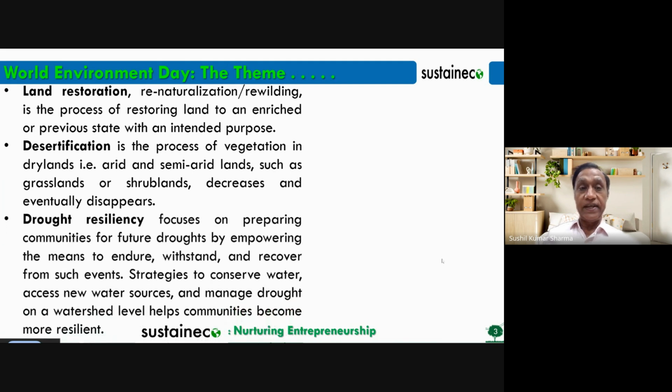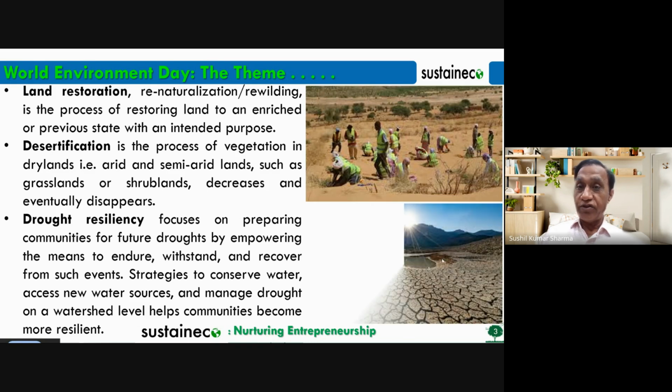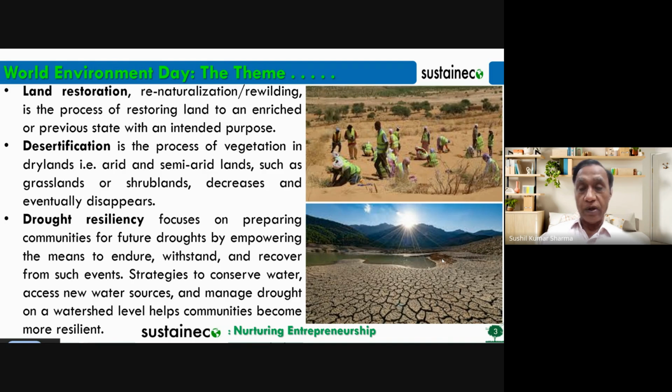Drought resiliency focuses on preparing communities for future droughts by empowering the means to endure, withstand, and recover from such events. Strategies to conserve water, access water sources, and manage drought on a watershed level help communities become more resilient. So these are some specific scenarios from our country, and they relate to today's topic well.